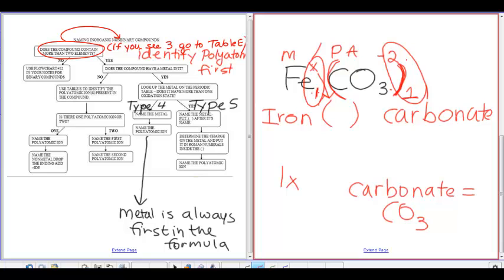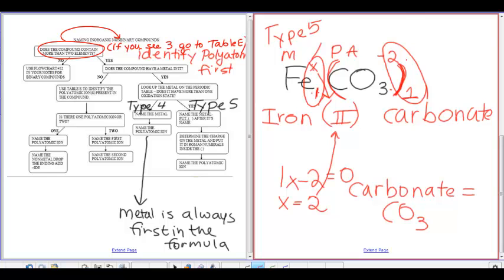1x, 1 times -2, and that all has to equal 0. So x equals 2. That number goes in there in Roman numerals in parentheses. This is iron, Roman numeral 2, carbonate. This is a type 5.